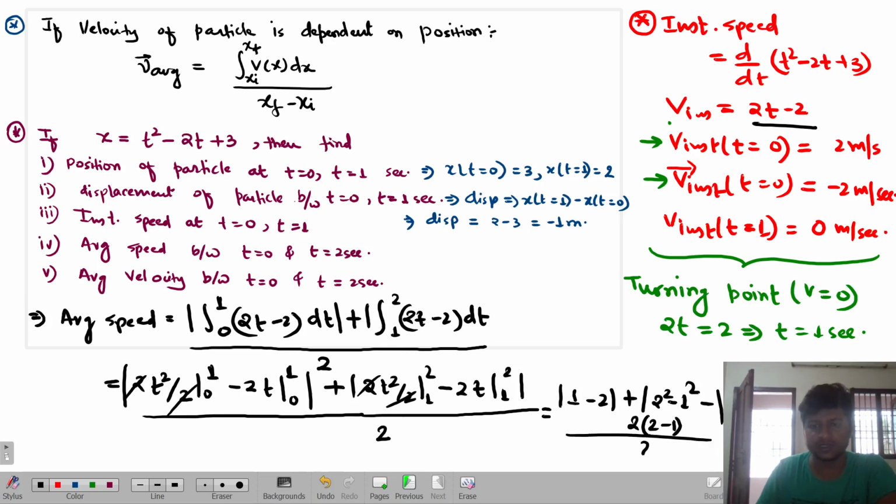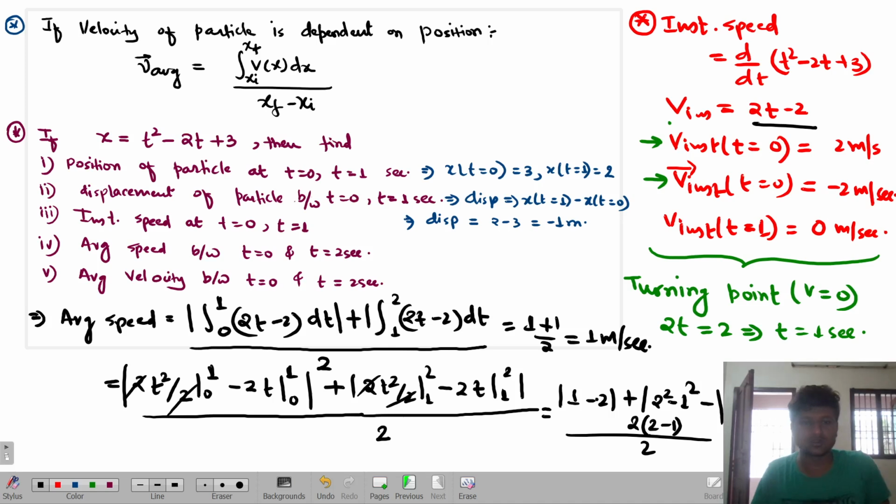Modulus close divided by 2. So let's solve it over here. This is exactly equal to 1 minus 2 minus 1. But modulus makes things positive, so it will be plus 1. 4 minus 1 that is 3 plus minus 2, isn't it? So 3 minus 2 is once again 1. So 1 plus 1 divided by 2 that is 1 meter per second.